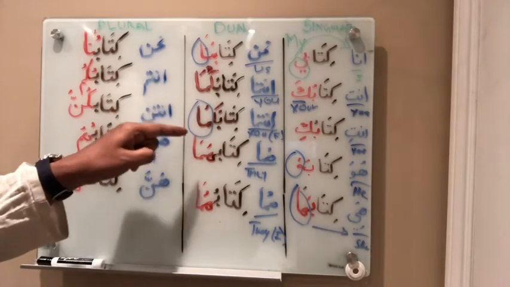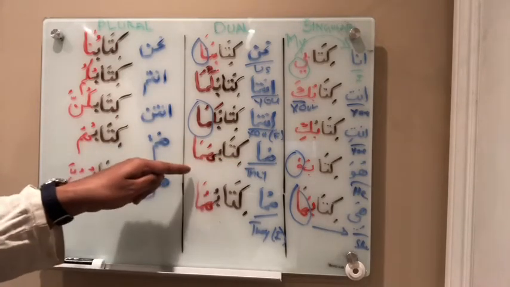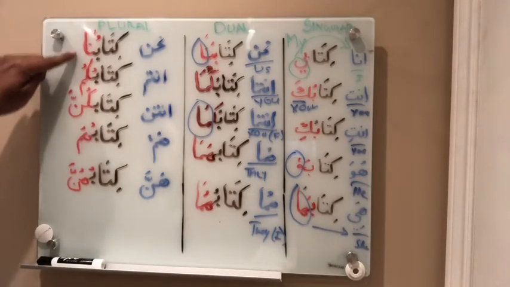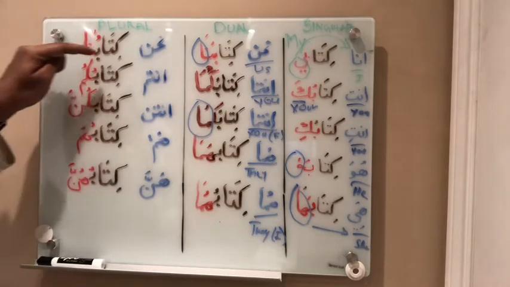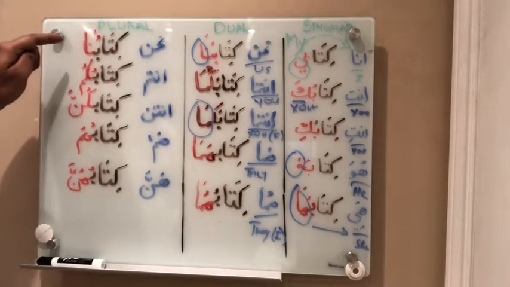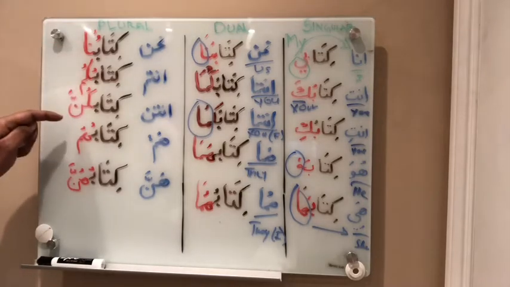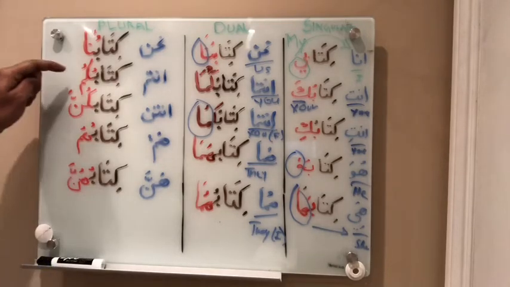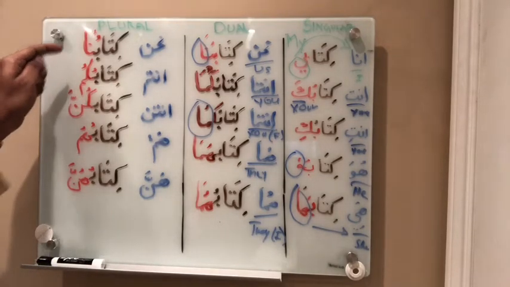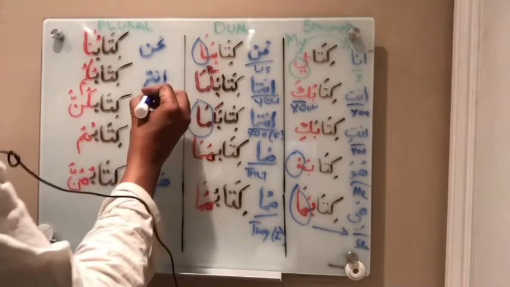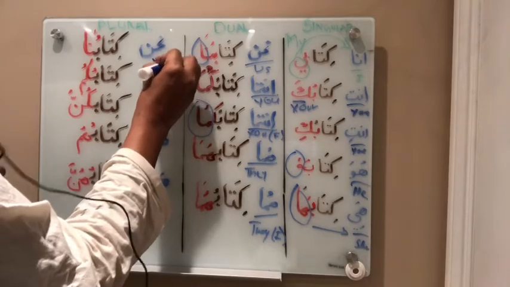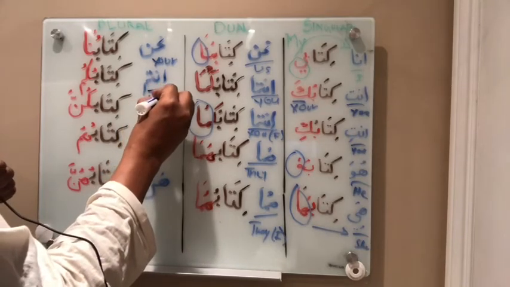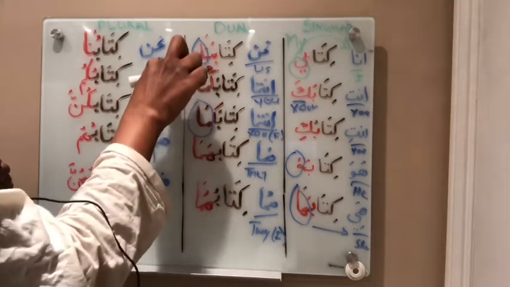Anyways, going back to the chart here, huma, kitabuhuma, their book. Nahnu, again at the end, kitabuna, this noon and alif represent nahnu. Kitabuna means our book. Kitabukum is your book, right? Because antum is your, for more than two people. Antunna is you, not your, you.